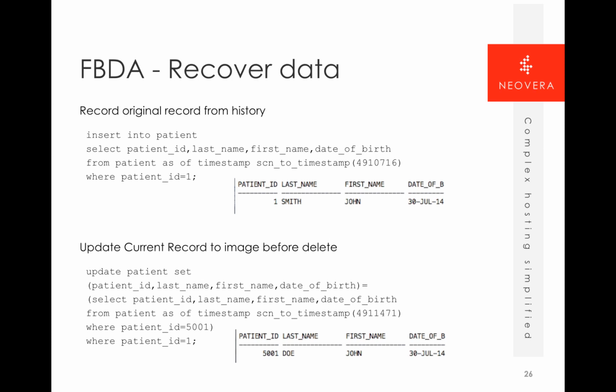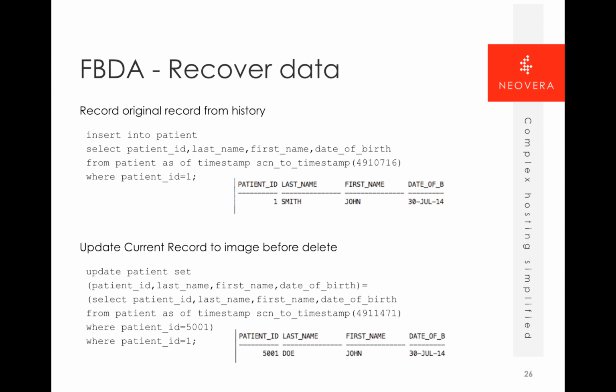And in this case, the second one, I'm actually updating that current record. So I pulled it back, but then I said, wait a minute, that's not really the last value in the history table. So now what I'm doing, you can see, is updating patient. I'm setting all columns in that row to equal the value from history, in this case, right prior to the delete.